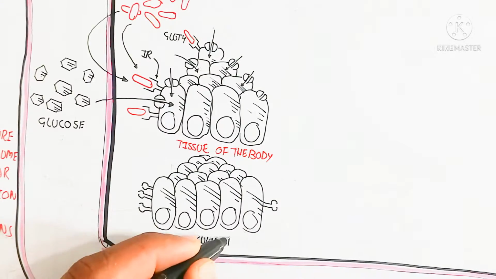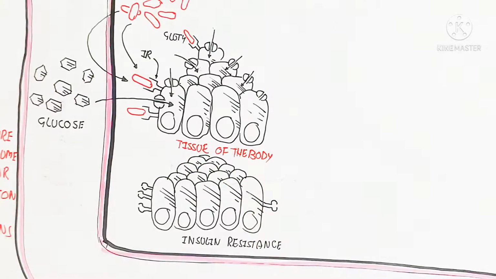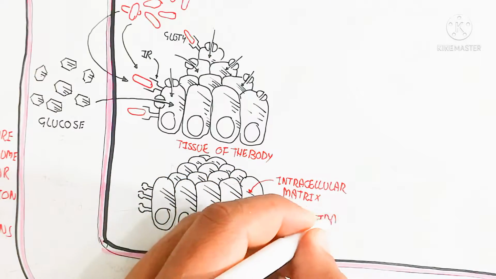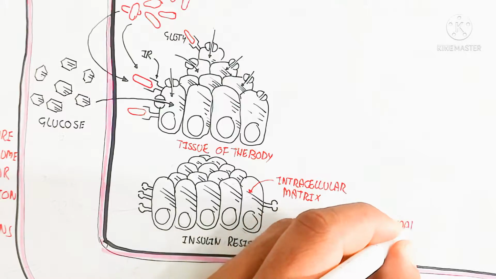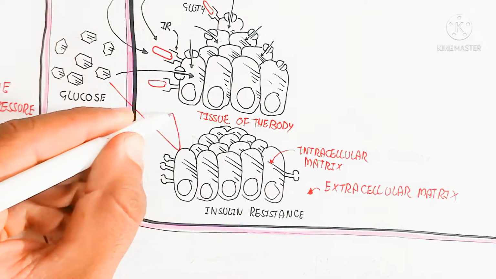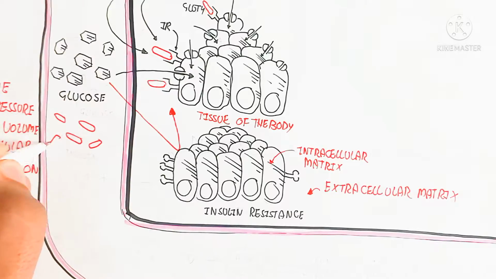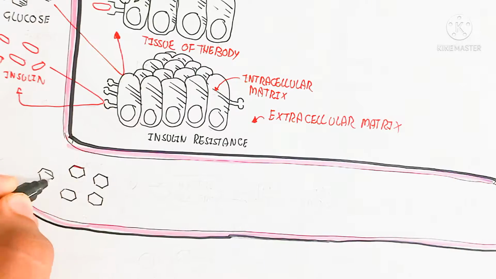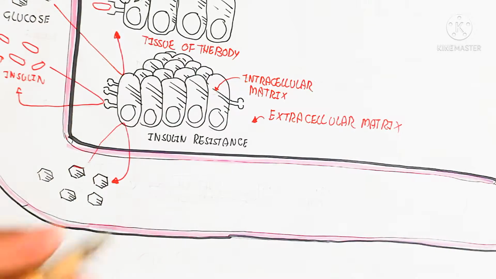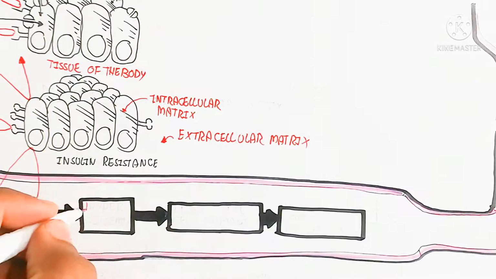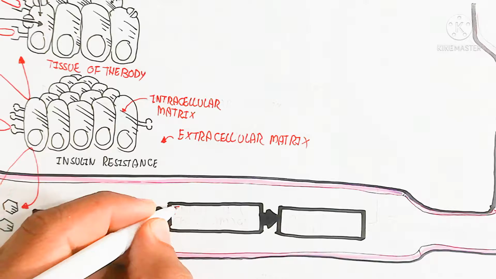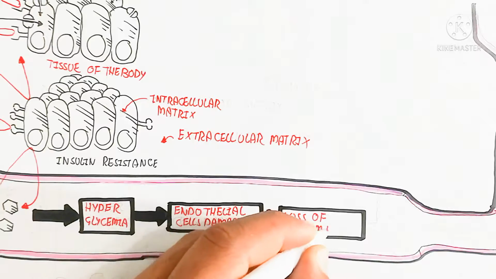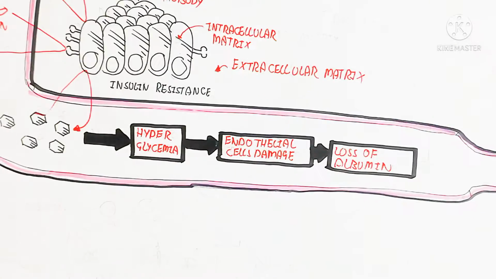While if we discuss insulin resistance, it means the resistance of insulin is intracellular, here in the matrix. Insulin resistance means the insulin receptor is damaged due to aging or due to many factors, for example overeating. The overproduction of insulin will damage the insulin receptor, and in this way the insulin will not bind and glucose will not enter, so hyperglycemia will occur. After this, hyperglycemia will lead to endothelial cell damage.